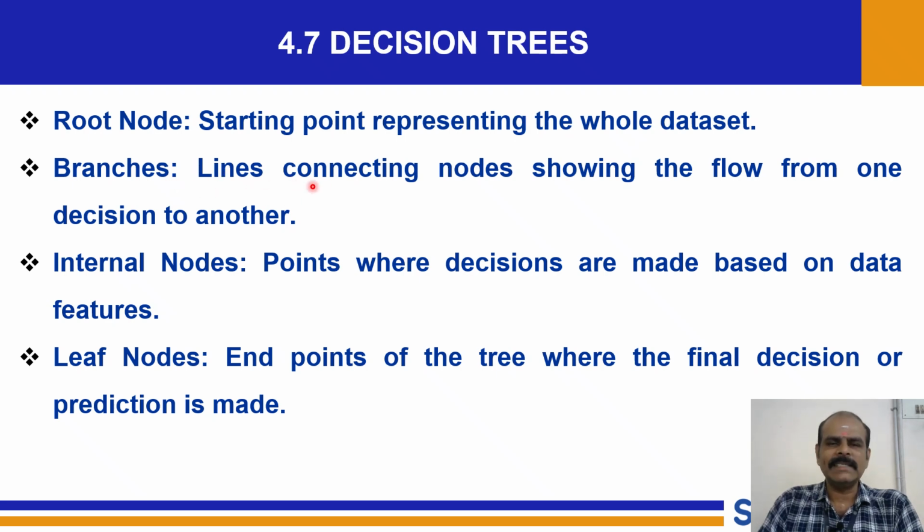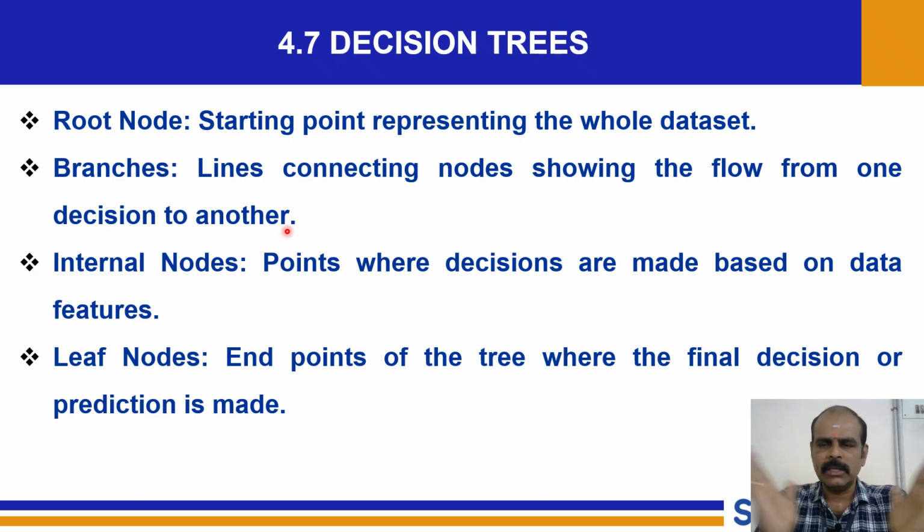Branches: lines connecting nodes, showing the flow from one decision to another. First let me put a very simple example. We have two robots. Robot number one is a SCARA robot. Robot number two is an articulated joint robot. Now the problem is which robot has to be chosen, either to go with SCARA or to go ahead with an articulated joint robot. The problem is the selection of the robot.